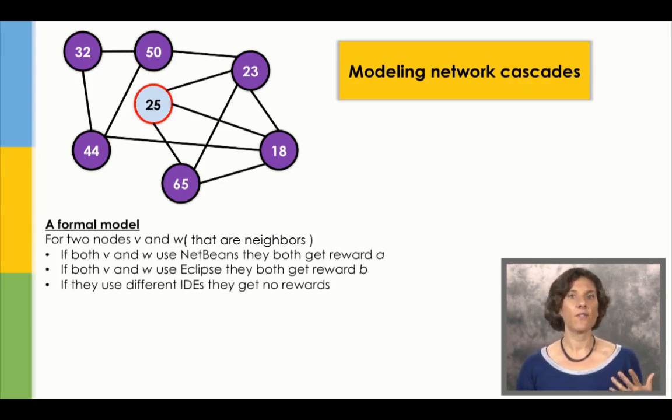Let's say that for each pair of nodes in the graph, V and W, if they're connected and they both use NetBeans, then they get some reward A. If they're connected and they both use Eclipse, then they get some reward B. And if they use different IDEs, well, then they get no reward. We'll just say that you only get a reward if you're using the same IDE as your friends.